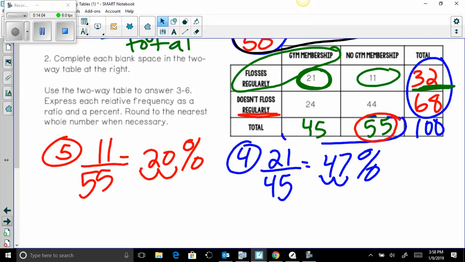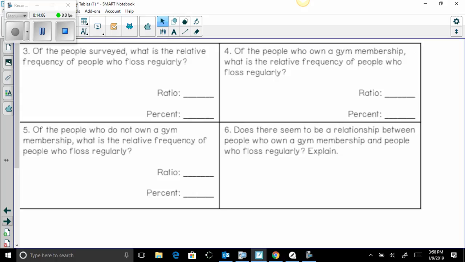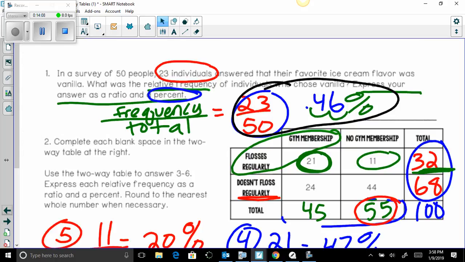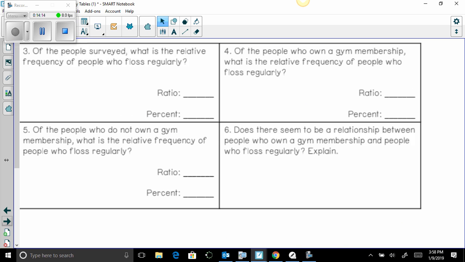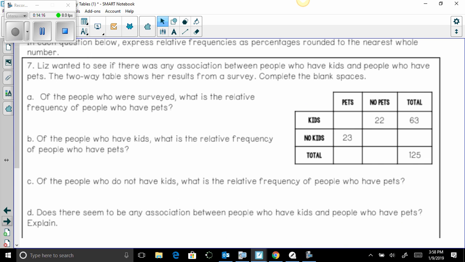All right, let's go ahead and do one more question and then we will be done. What did I do here? Oh, here's just 3, 4, 5, and 6, which I just did on the other slide. So let's go ahead and go on to 7. All right, so for each question below, express the relative frequency as percentages, round to the nearest whole number.